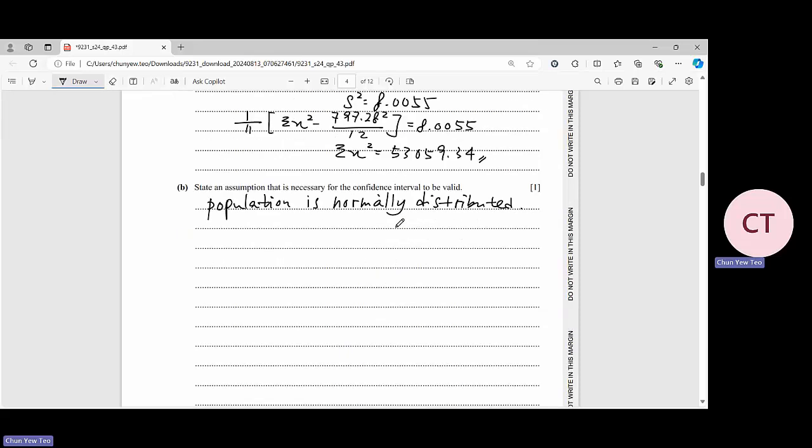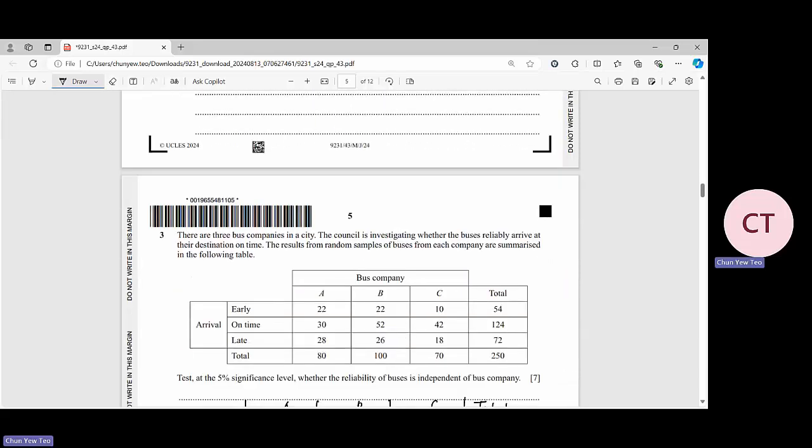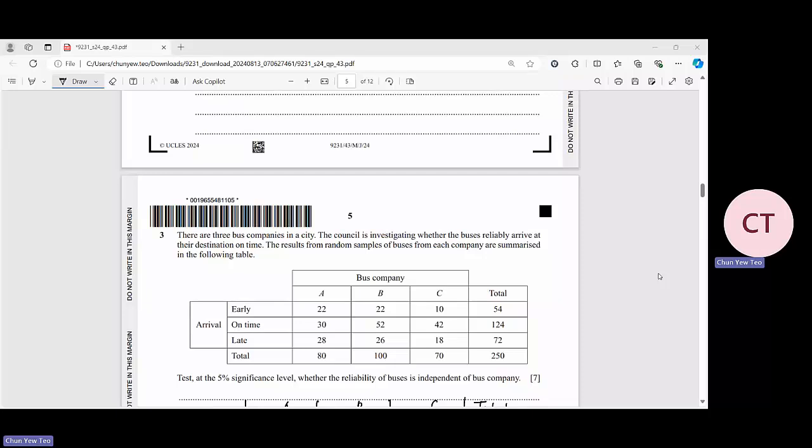Now we move on to number 3. There are 3 bus companies in the city, and the council is investigating whether the buses reliably arrive at their destinations on time. The results from a random sample of buses from each company are summarized in the following table, which shows the arrival time for each company. Test at the 5% significance level whether the reliability of the buses is independent of bus company.